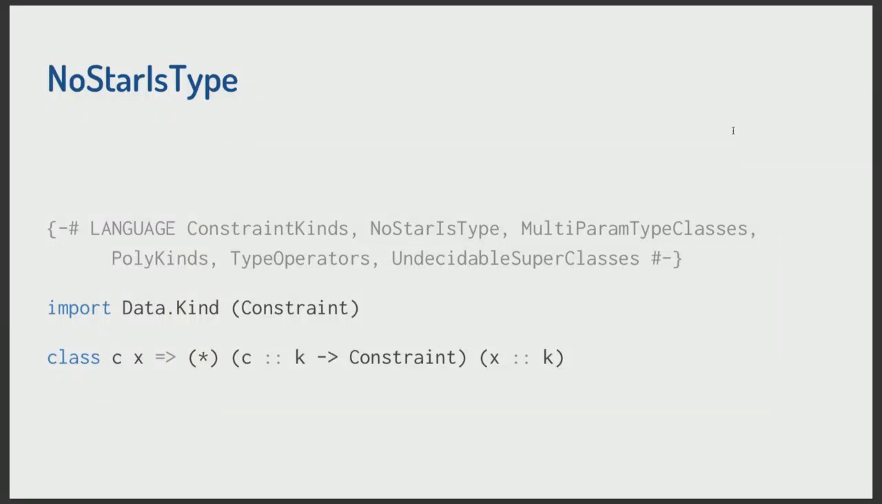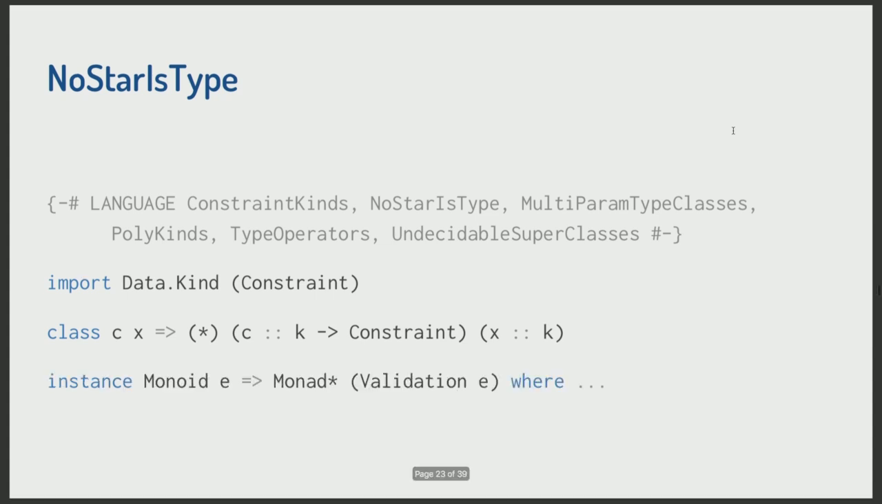If you turn on a bunch of extensions, including undecidable superclasses, you can write this. Still, can you tell what it is yet? What this means is you can now say "terms and conditions apply" when you write your instances that aren't quite legal, and thus this becomes self-documenting. You're welcome.